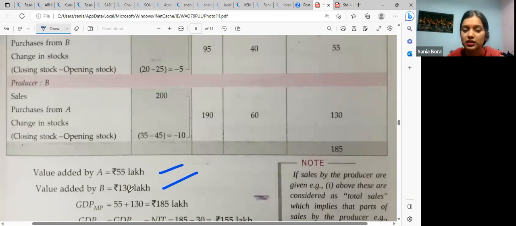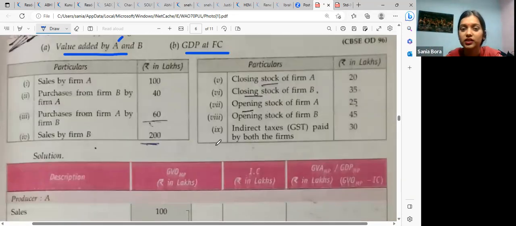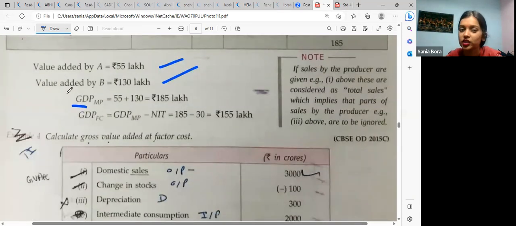Then you have to calculate GDP at MP. So GDP at MP means what? Value added by A and value added by B. Right? And in the question, they have asked you to calculate GDP at FC. Then you know how to do that. Right? GDP at MP, you know? Yes, ma'am. It is basically the value added of both. So you will add it, and then GDP at FC you will calculate just by subtracting. Okay?